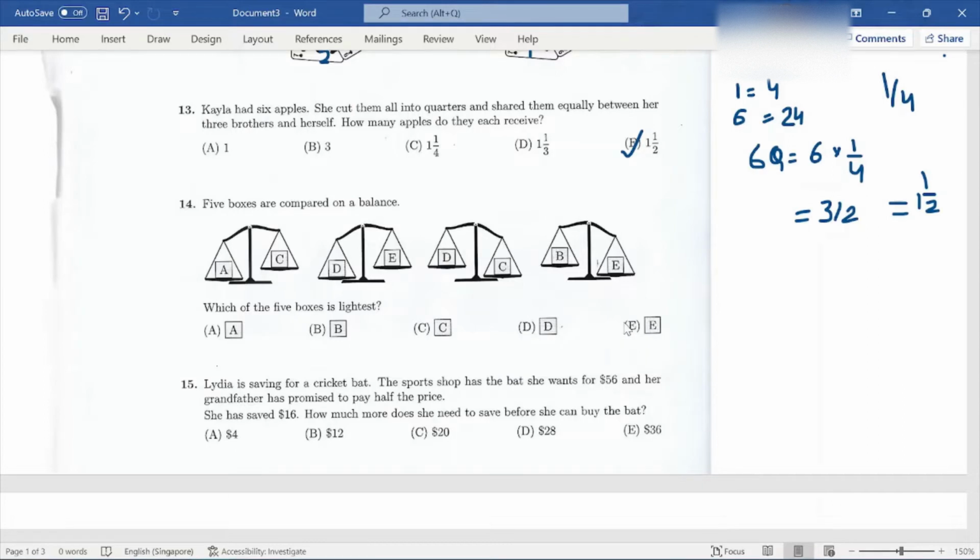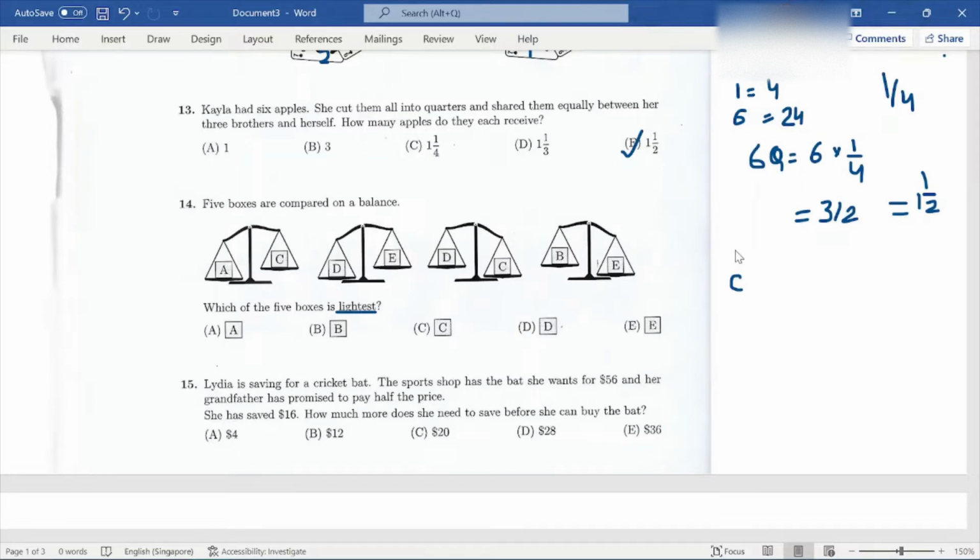Next question. What we have here is 5 boxes compared on a balance. Let's make a sequence here. The question being asked is, which of the 5 boxes is the lightest? So you need to find out the lightest box. If you look at this particular image, C appears to be light. Look at the other weights where C is being used. C is heavier than D, so of course D is lighter.